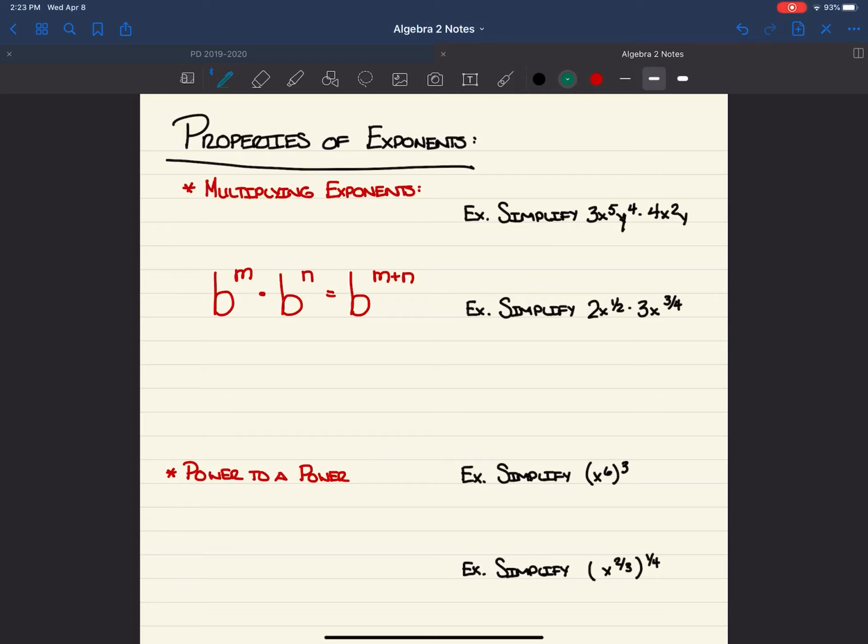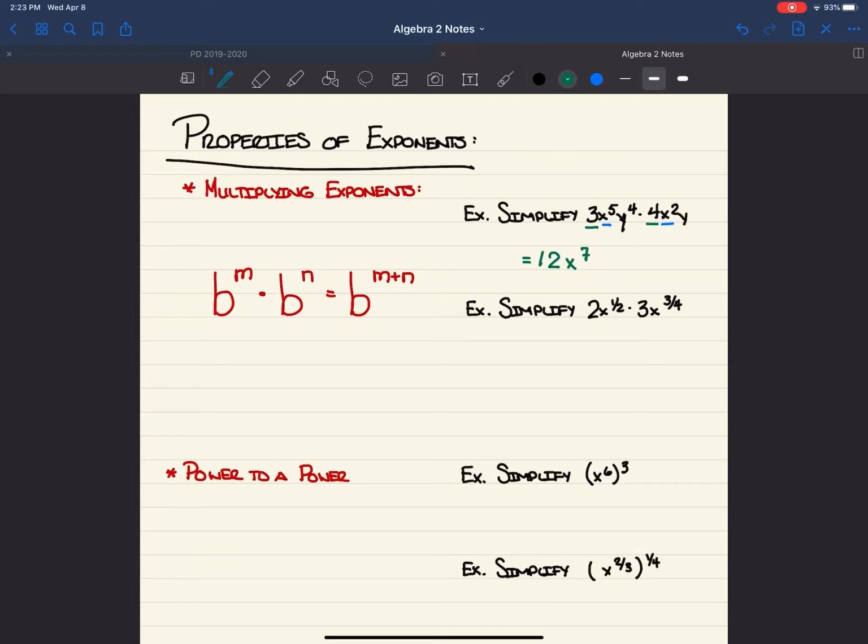Over on the right of that general rule in red, I'm going to do two examples. The first example says simplify 3x to the fifth y to the fourth times 4x squared y. If we start by simplifying, we're going to start with our coefficients. We have a 3 and a 4. If I take 3 times 4, I have 12. So I'm going to have 12 times, and then if we focus on our x's, we have x to the fifth and x squared. If we multiply those, following our multiplying exponents property, we're going to add our exponents. So 5 plus 2 gives me x to the seventh.